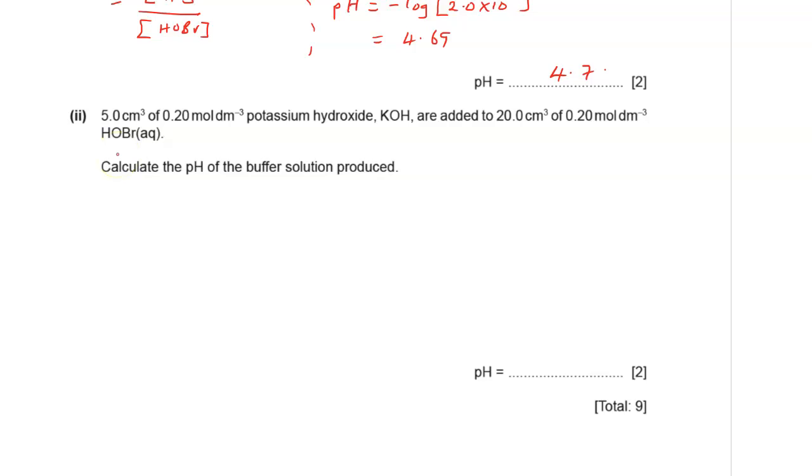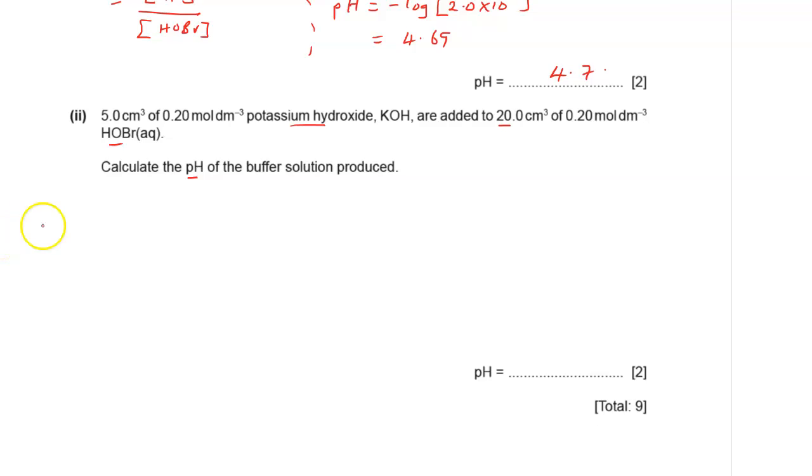Part 2. 5 centimeters cubed of 0.2 moles per liter potassium hydroxide are added to 20 centimeters cubed of 0.2 bromic 1 acid. This will be a neutralization reaction. Calculate the pH of the buffer solution produced.